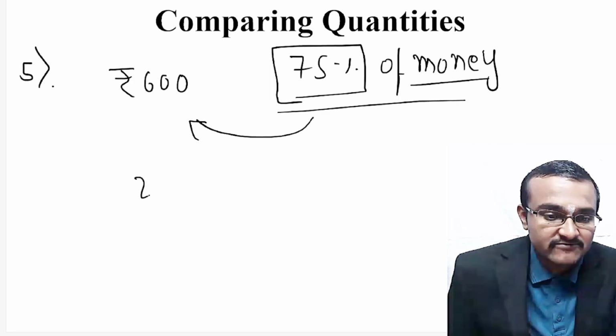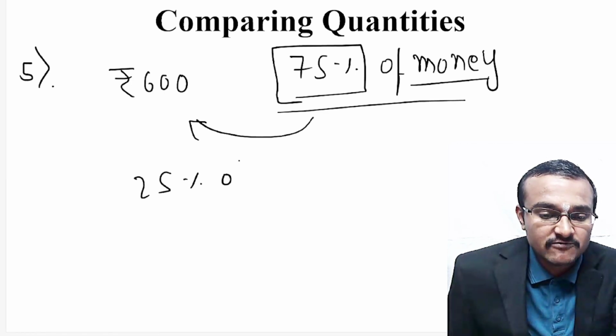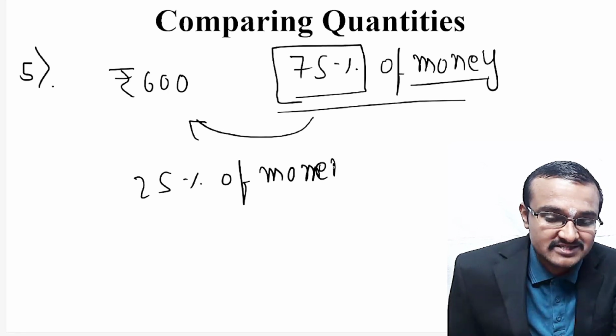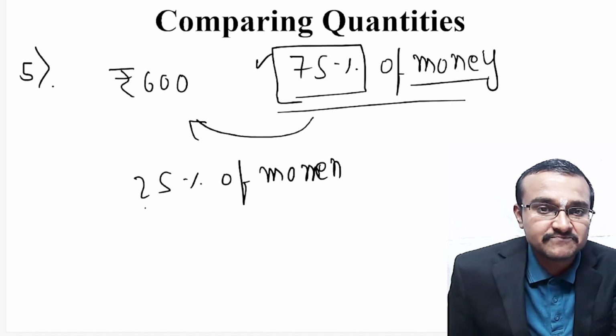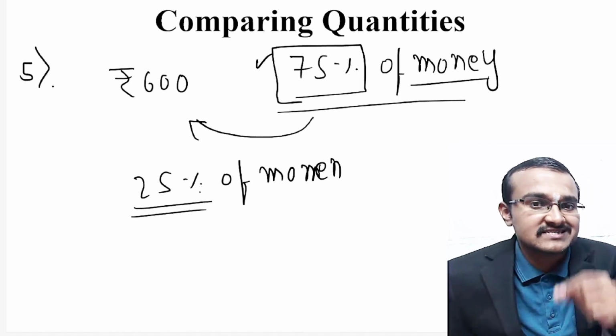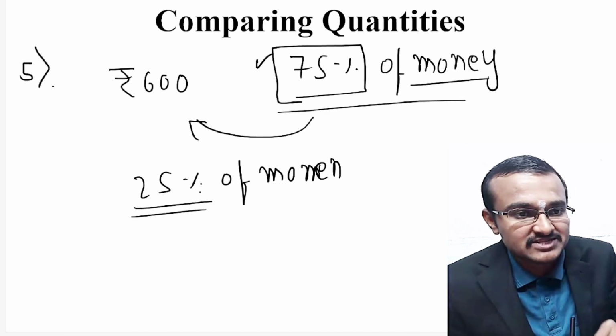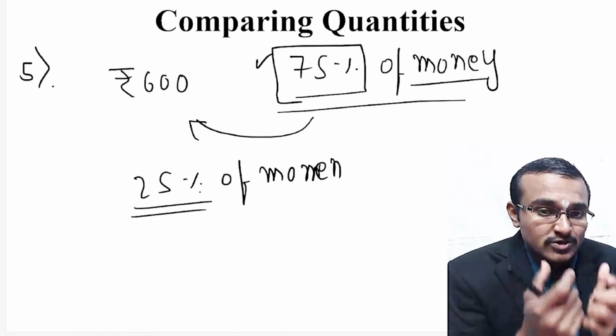That means she is left with 25% of total money. Whatever money she had initially, she has already spent 75%, so the remaining percentage of money is 25%, which is actually 600 rupees. Now you should find what is the total money.